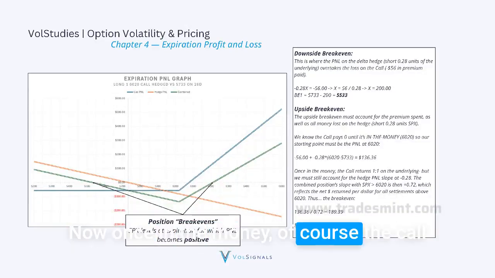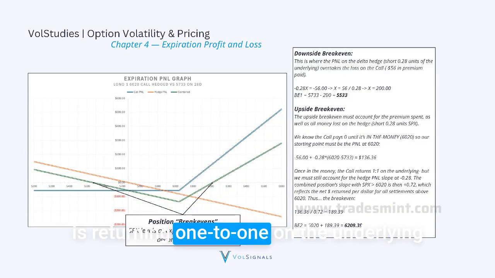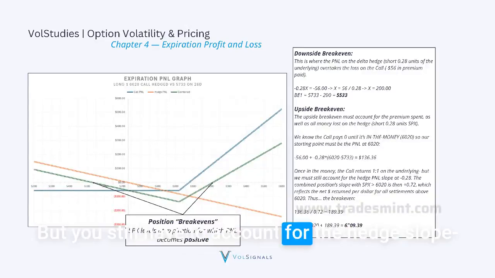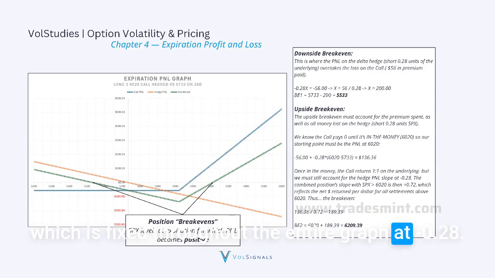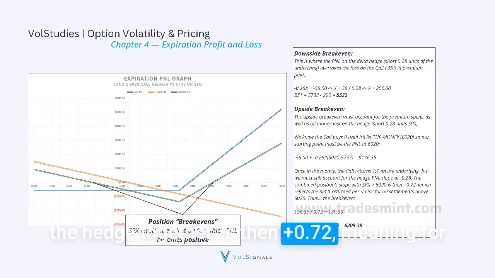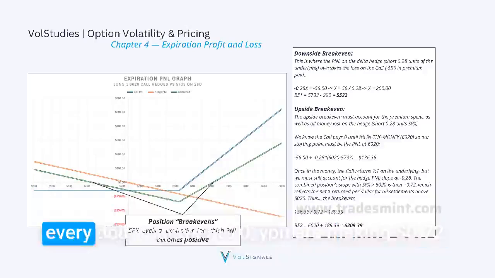Now, once in the money, of course, the call is returning 1-to-1 on the underlying. It has a plus 1.0 slope, as it has a 100 delta, but you still have to account for the hedge slope, which is fixed throughout the entire graph at negative 0.28. Combined, the position slope with the call and the hedge together is then plus 0.72, meaning for every dollar above 60.20, you are making 72 cents.